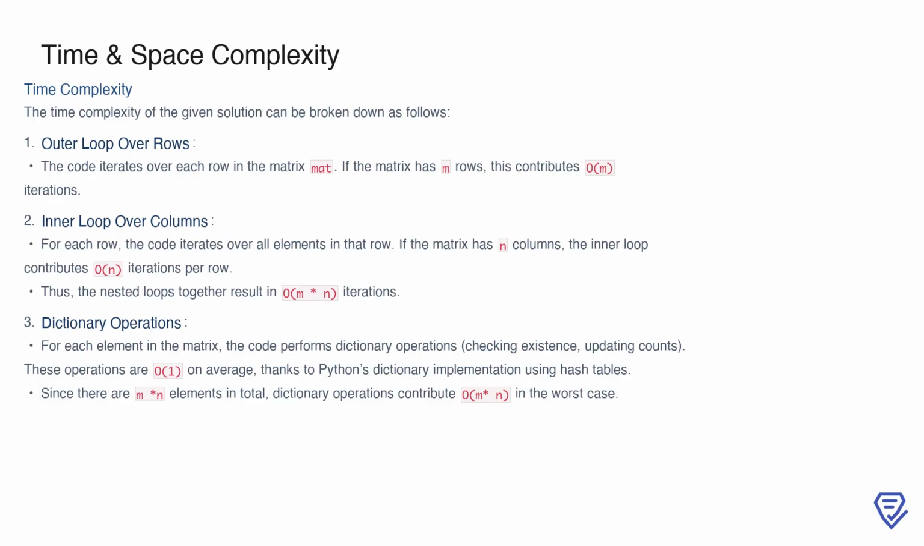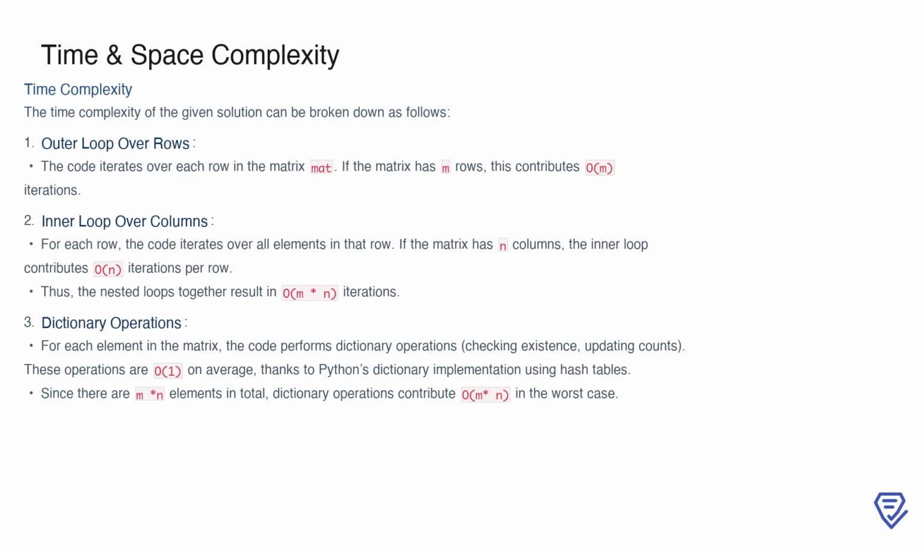The code begins by iterating over each row of the matrix. If the matrix has m rows, this iteration contributes O(m) to the overall complexity. Next, within each row, the code processes all elements, and if there are n columns, this inner loop contributes O(n) per row. Together, these nested loops result in O(m*n) iterations, as every element in the matrix is processed once.